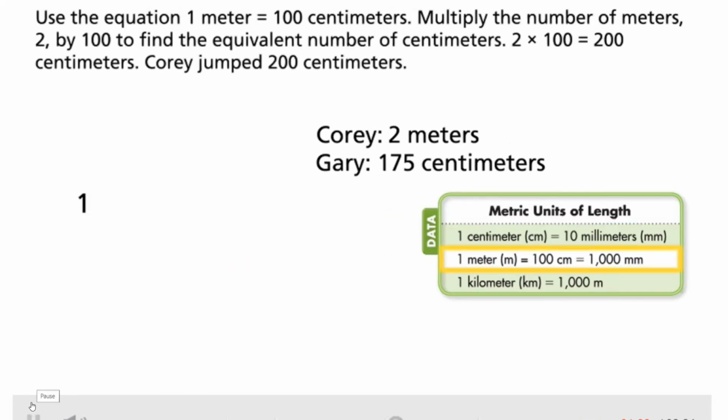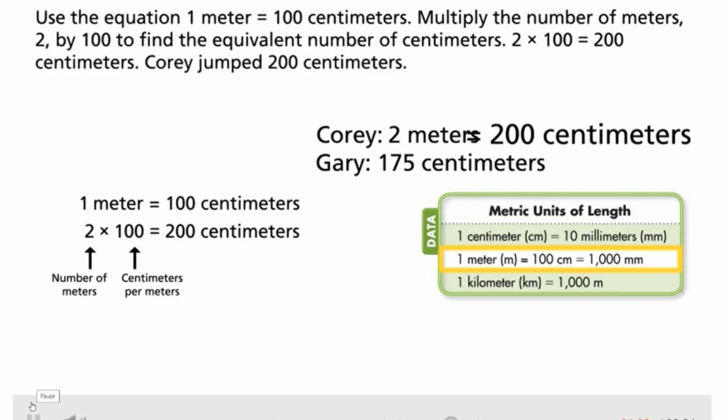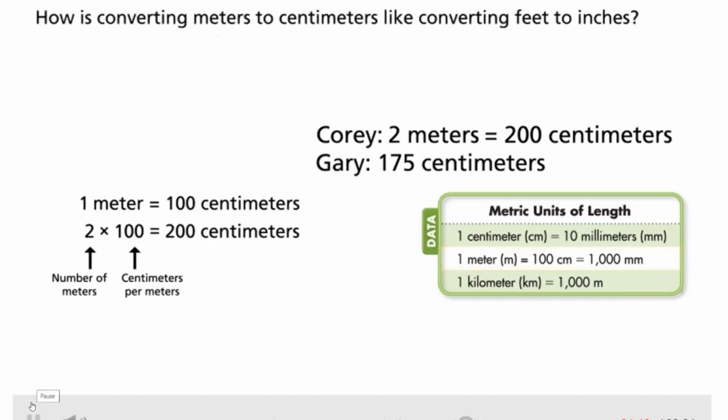Use the equation 1 meter equals 100 centimeters. Multiply the number of meters, 2, by 100 to find the equivalent number of centimeters. 2 times 100 equals 200 centimeters. Corey jumped 200 centimeters. How is converting meters to centimeters like converting feet to inches?